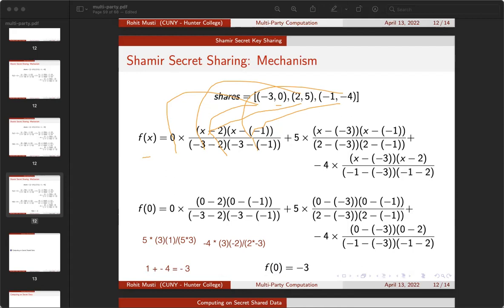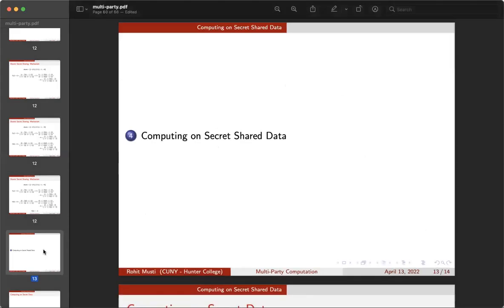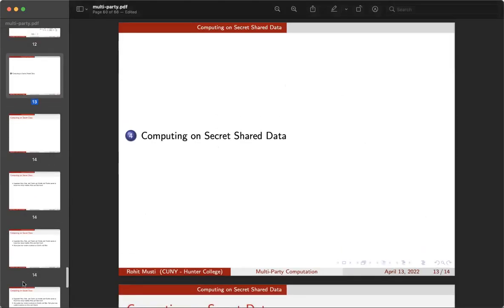So I will do a quick poll. How well do you feel like we understand this? Cool. It's a simpler concept, but it's a very elegant way of doing secret sharing. Okay. Computing on secret shared data.